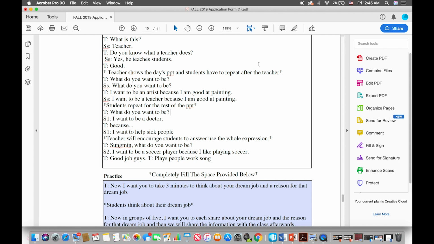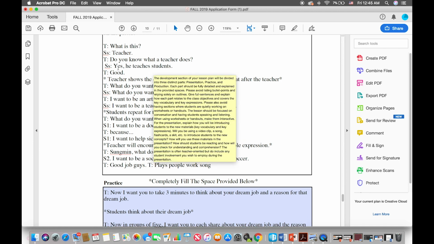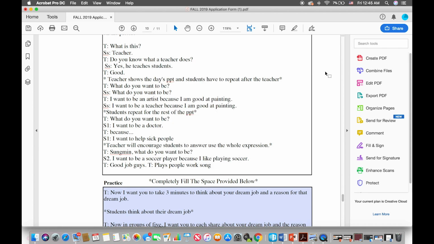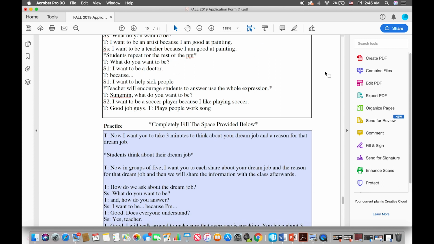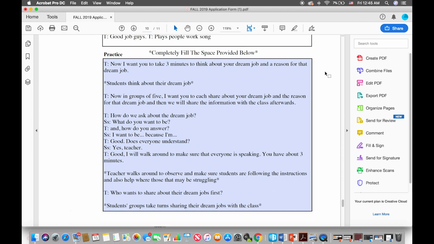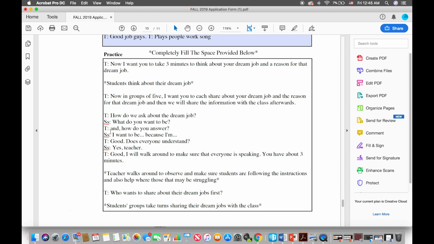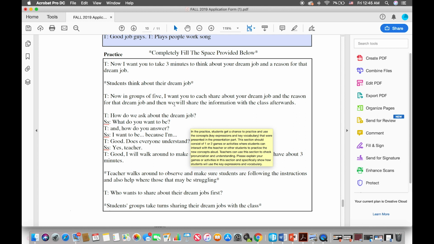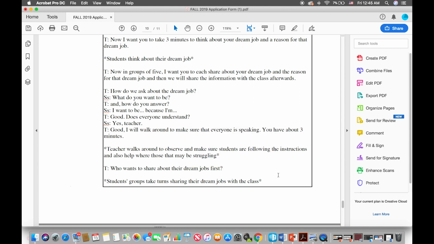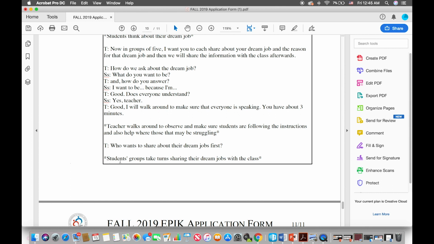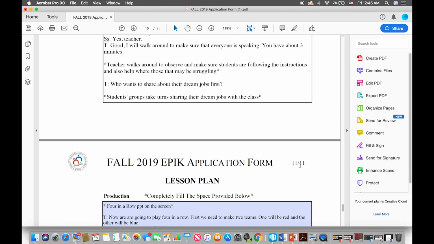A teacher, do you know what a teacher does, etc. And I said, do you know what a teacher does, because my class is advanced. Okay, now practice. This is where the students get to practice with the teacher or by themselves. With me, I decided that they should have group discussions about their dream jobs, and then they will share this with the entire class. So as you can see towards the end, student groups take turns sharing their dream jobs with the class.